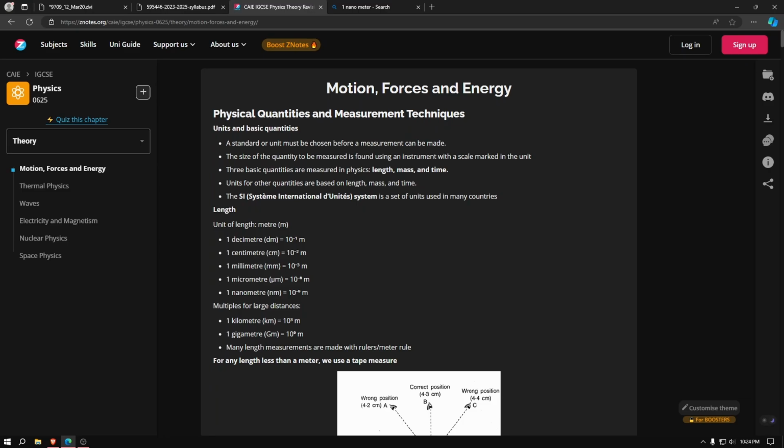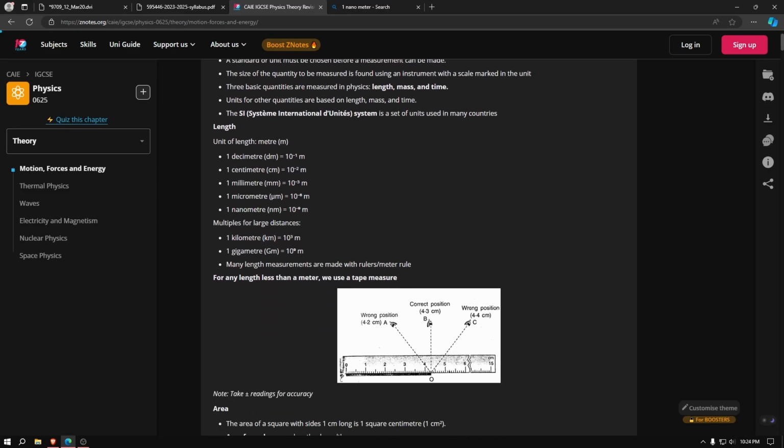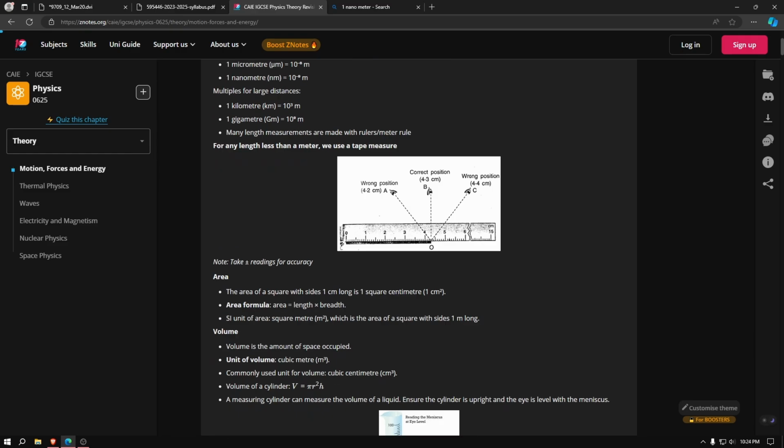And I'll be using a third-party notes website called znotes.org. You can search it up. This is IGCSE notes, but it works for O level and IGCSE both. The topics are exactly the same.